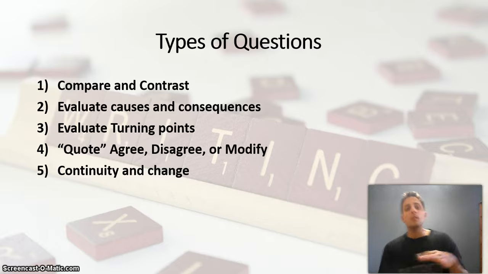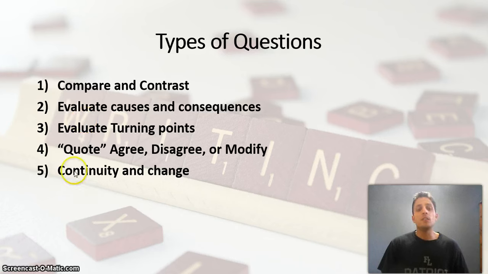The last one, number 5, all the way at the bottom, is continuity and change. This is, I think, the most difficult question that you get. What this means is they'll give you an event in history. For example, a little later we'll study a war called the French and Indian War, also known as the Seven Years' War. They might ask you a question like, analyze the French and Indian War as a source of continuity and change in American history.